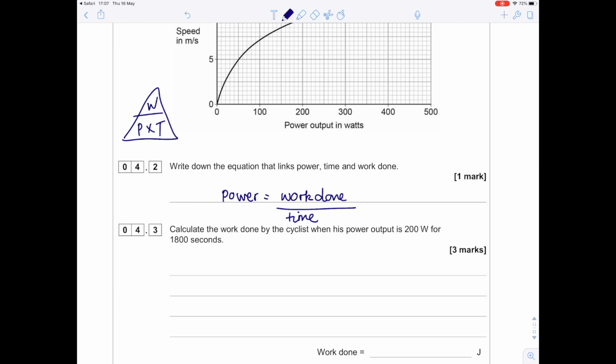Calculate the work done by the cyclist when his power output is 200 watts for 1,800 seconds. So work done is given by power times time according to that formula triangle. Power is 200 watts, time is 1,800. Pop it into your calculator to get 360,000 joules.